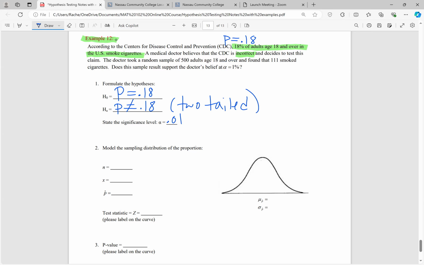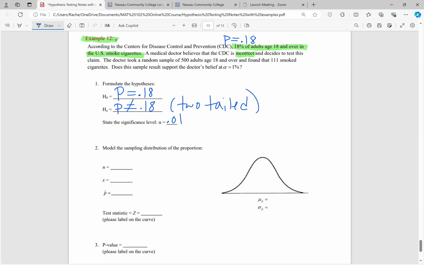And we can even say in our head right now, what's the only way that we're going to reject the null hypothesis? If our p-value is less than alpha, right? And alpha is 0.01. So we're hoping that our p-value is smaller than 0.01 if we want to reject the null hypothesis. So let's go ahead and model the sampling distribution of the proportion.